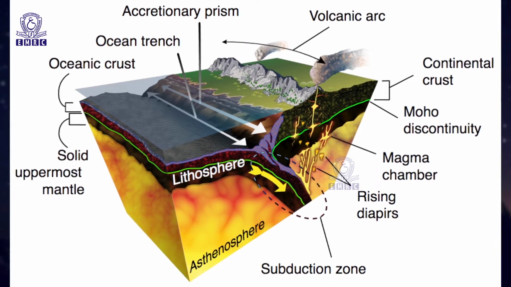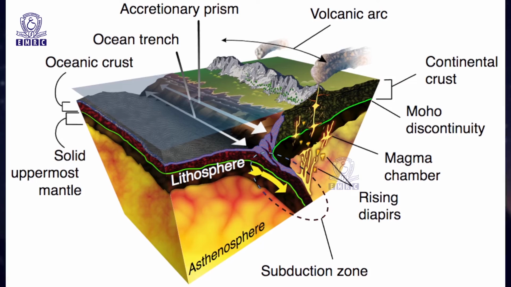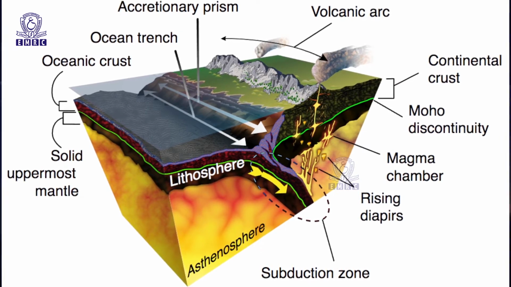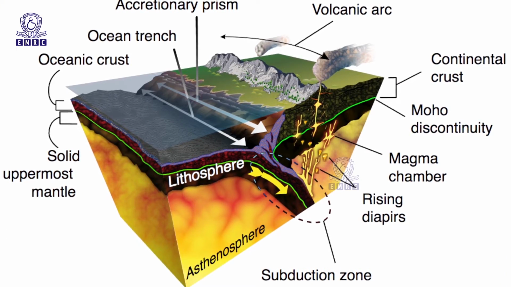These plates are moving over a viscous material below the lithosphere called the asthenosphere. Moreover, it may be noted that all the plates have moved in the geological past and shall continue to move in the future as well.